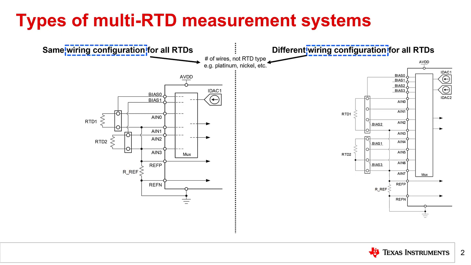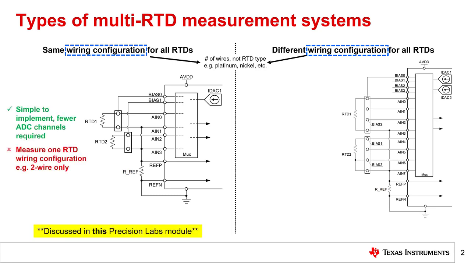Before we discuss the benefits and challenges of these different systems, let's clarify that wiring configuration refers to the number of RTD wires and has nothing to do with the composition. For example, the image on the left shows a system measuring two 2-wire RTDs. It is possible to measure a combination of platinum, nickel, and copper RTDs with this configuration as long as all RTDs only have 2 leads.